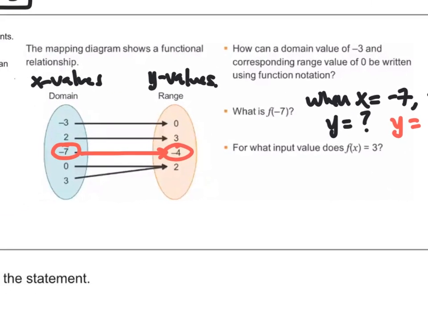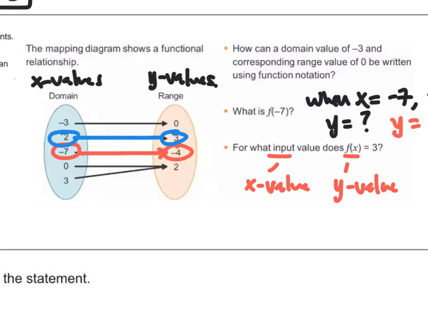And then we have this. It says, for what input value does f of x equal 3? Okay, so input, that's another word for what? X value. So for what x value does f of x equal 3? Remember, f of x is a y value. So I find a y value of 3. What's the corresponding x value? And that's 2. So we would say here that x is equal to 2. Guys, a lot of this is just being able to read it and understand what it's asking.